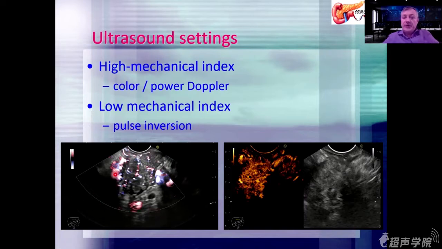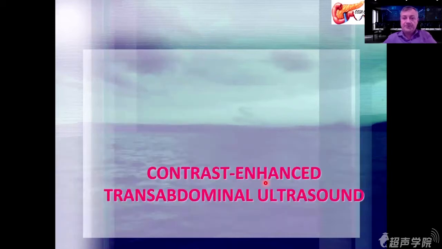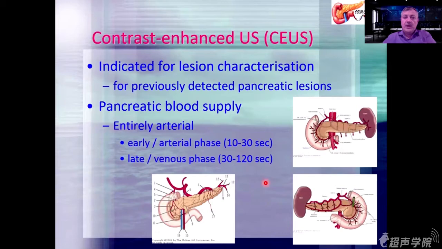So basically there are two types of examination: a high mechanical index, where color Doppler or power Doppler is enhanced by the use of contrast agents, and the low mechanical index, and I explained the pulse inversion techniques, where we get rid of the tissue signal and we obtain only the signal induced by the microbubbles in the circulation. There are two techniques. So one is transabdominal, so contrast enhanced transabdominal ultrasound. The other one is endoscopic, and I will go briefly through each one of them.